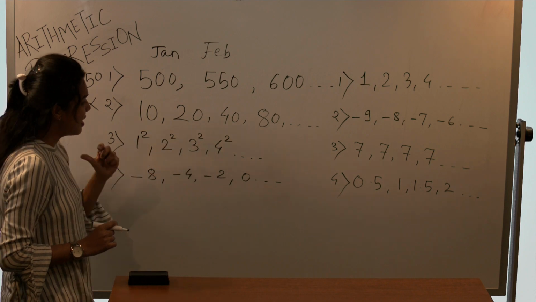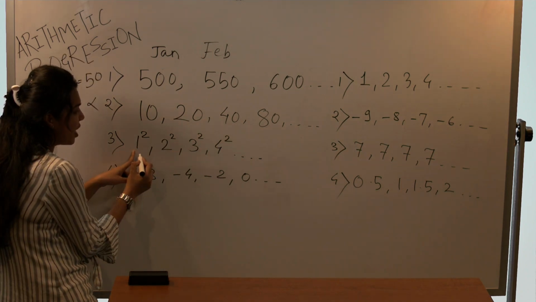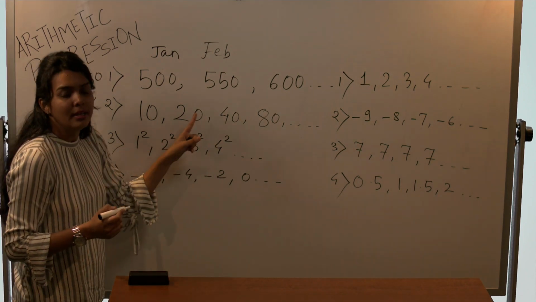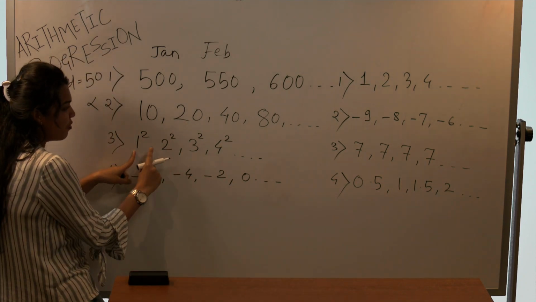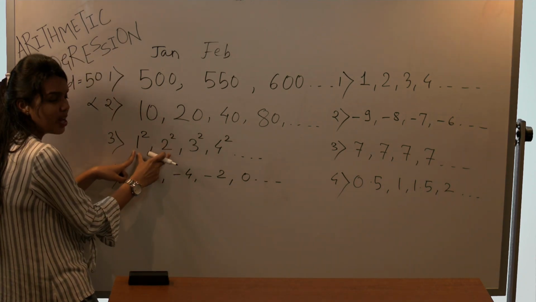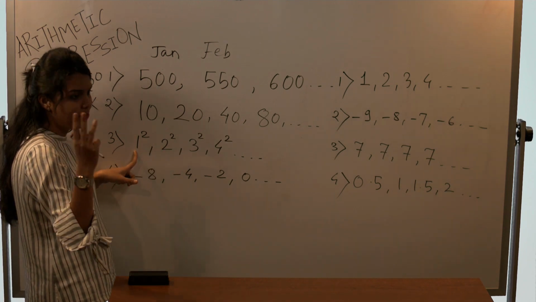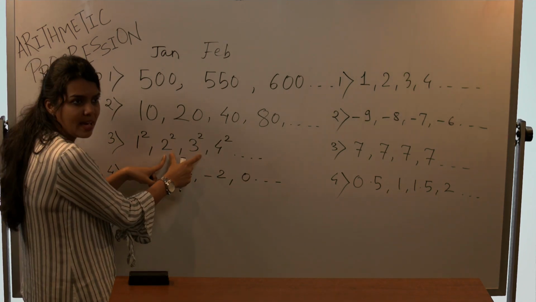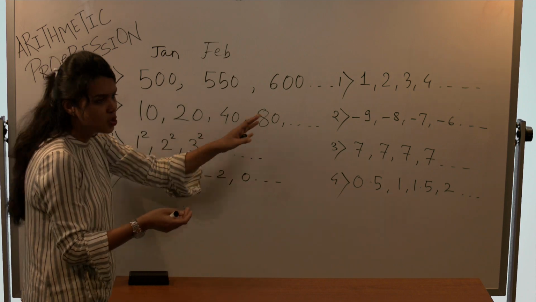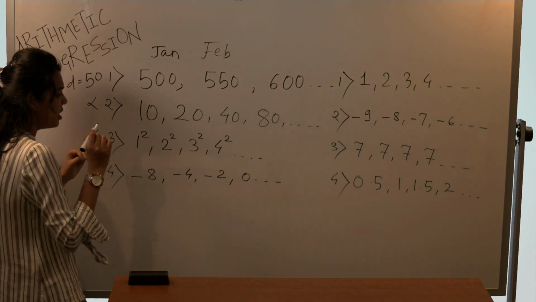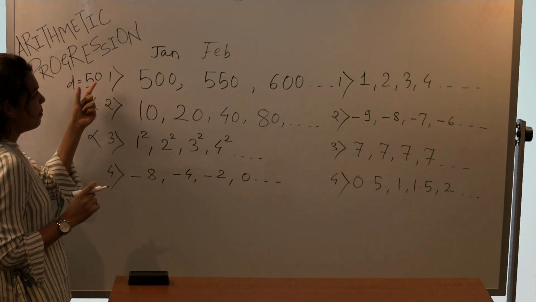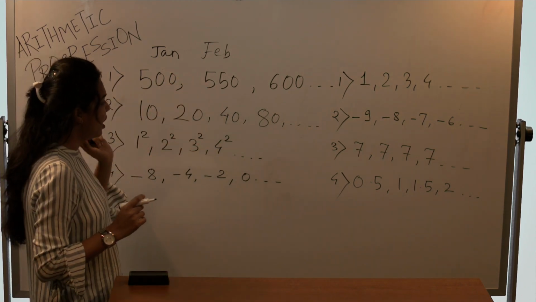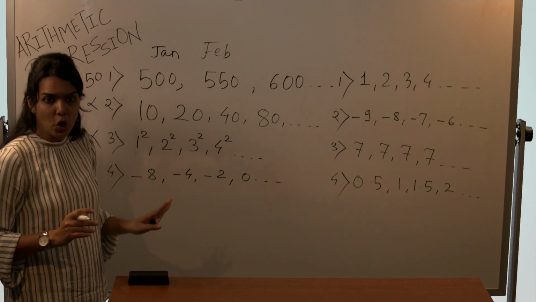In the third example, 1 square is 1, 2 square is 4, 3 square is 9. Can I just orally calculate? 1 square is 1 and 2 square is 4. The difference between these two is 3. The difference between the next two is another number, and so on. So here also the common difference is not same. In the first example, the difference was same. In the other two examples, the difference was not same.